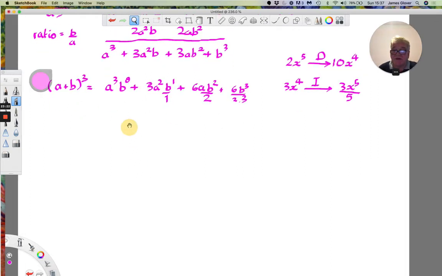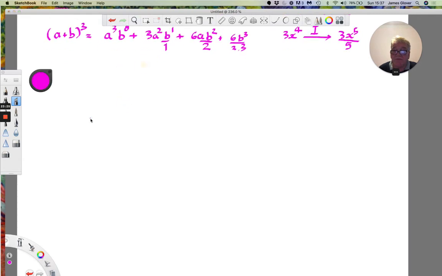So let's have a look at another example, which is (2x plus 3) to the power of 4. So we set down the first term, 2x, and put it in brackets to the power of 4. And the last term, 3, we'll use a dot to indicate multiplication, 3 to the power of 0.